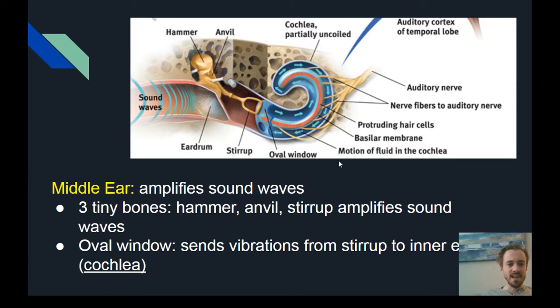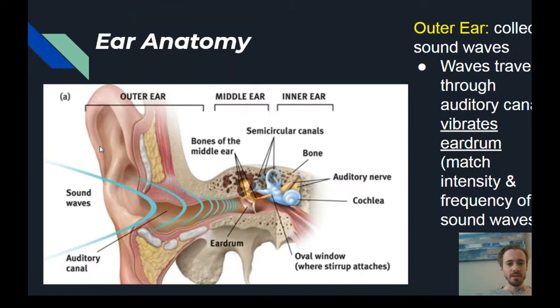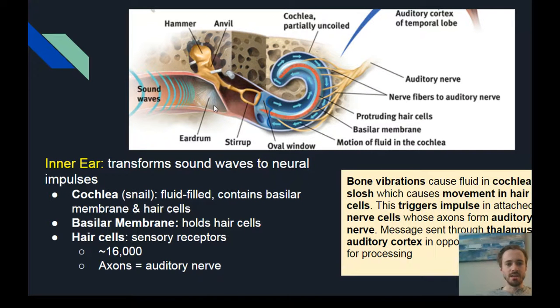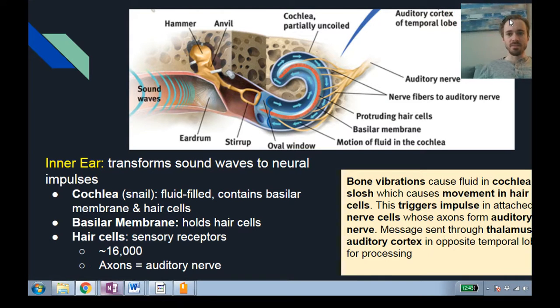So all of these amplify the sound waves, sending it into that funky, and this is an unfolded version of it, you've seen it before. Yeah, the snail looking thing. Right, that's really the only way to describe it. The cochlea. So we've got it unfolded here. The cochlea is kind of the magic. This is where that second step of transduction happens.